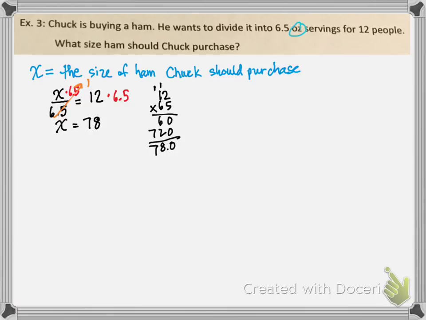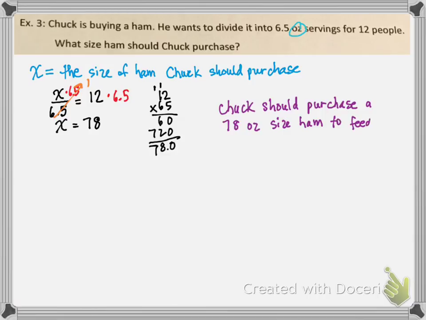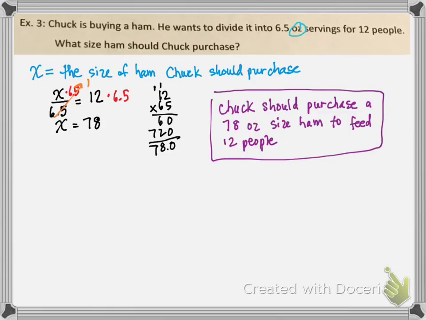So I'm going to say Chuck should buy, let's use that word, purchase. It sounds so much fancier. Chuck should purchase a 78 ounce size ham. And if you wanted to go really far, you could say to feed 12 people. Now, I'd be really happy if you stopped with Chuck should purchase a 78 ounce size ham. That would make me happy too. Okay, that's what you guys are going to be working on in class. All right, enjoy.